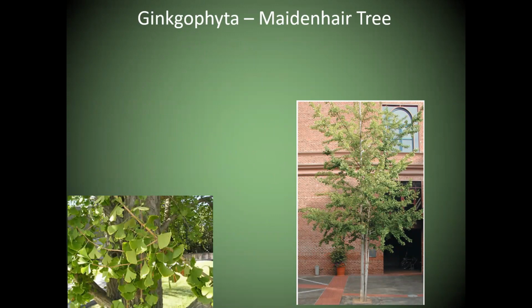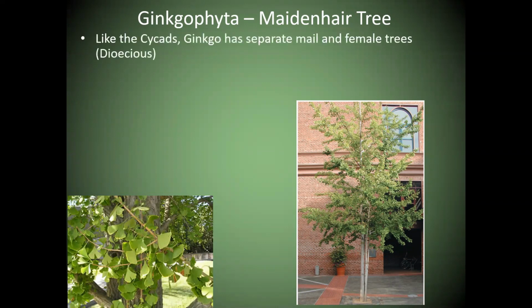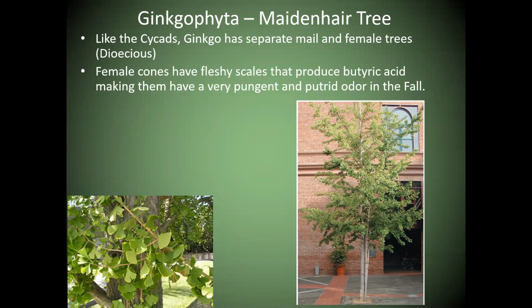Now we will look into different phyla of gymnosperms. First, Ginkgophyta. In general, we call them ginkgos or maidenhair tree. The maidenhair tree is actually the only living member of that particular phylum, right? Now, ginkgos have separate male and female trees, meaning they are dioecious, right? They have male trees and female trees, and so you are going to have male and female cones.